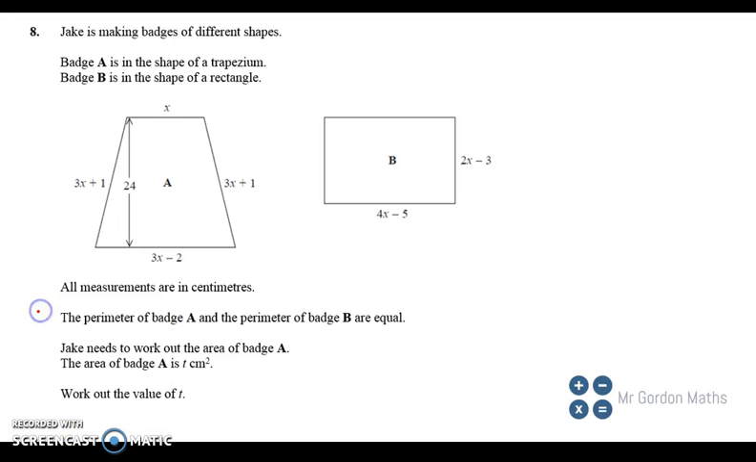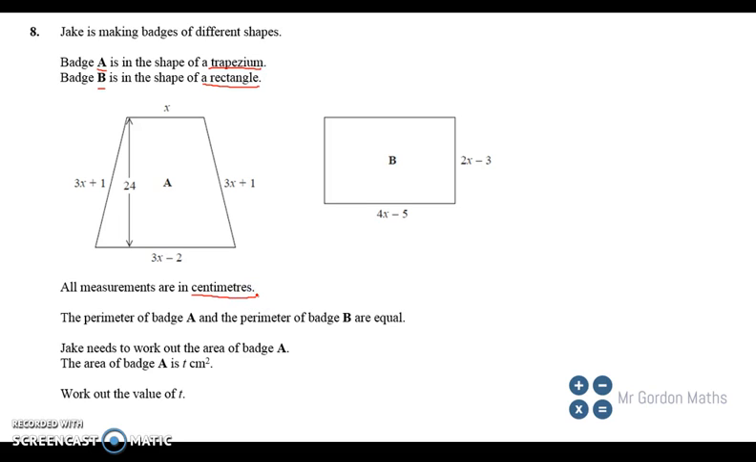Okay, so we're looking at question 8. Jake is making badges of different shapes. Badge A is in the shape of a trapezium, and badge B is in the shape of a rectangle. All the measurements are in centimetres, so we don't have to worry about the units.